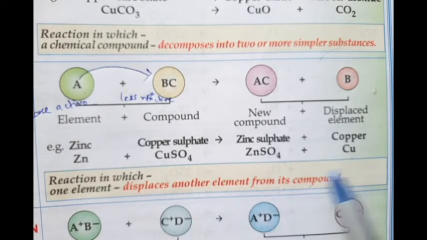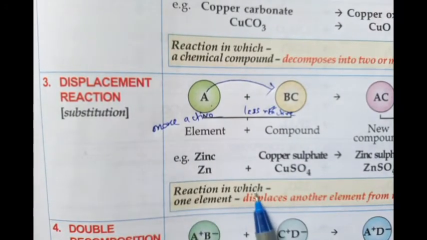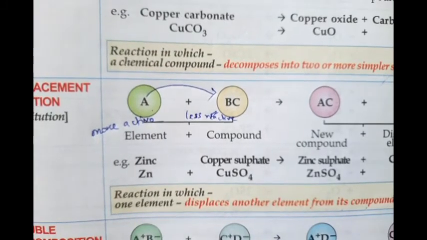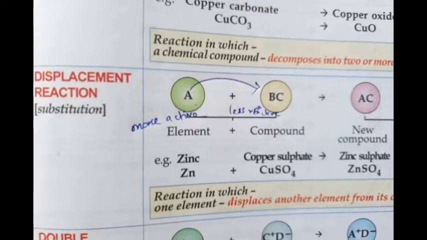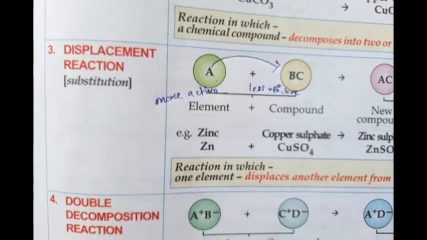So remember the definition and example again. So how to remember? Definition: it is a reaction in which one element displaces the other element from its compound. Then give a general example, then a particular example below. So far we have discussed 3 reactions. If you want, you can repeat the video to understand one more time.